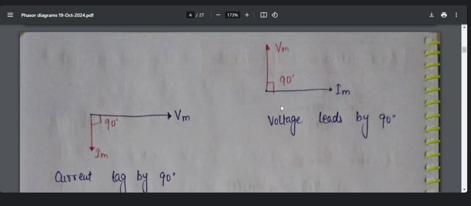You could clearly see in the second figure, that is Im is taken as reference. Im is represented with the blue line. So Im is taken as reference, so Vm is leading by 90 degree. Similarly, in the first figure, you could clearly see when Vm is taken as reference, current is lagging by 90 degree.